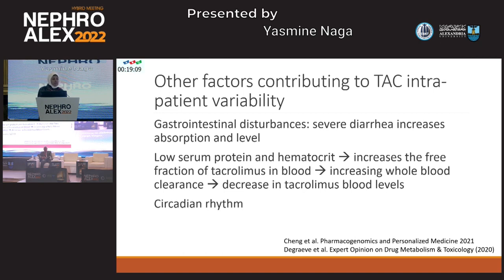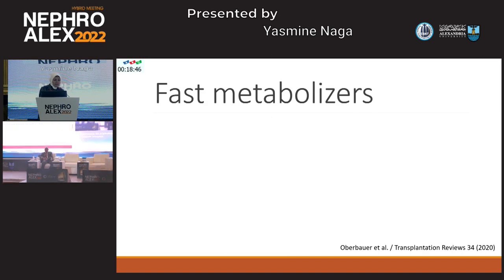There is circadian rhythm, so we should ask the patient to measure the blood level at the same time every time. And sometimes also there is intrapatient variability because of use of different labs and assays. So when we adjust the dose of drugs, it's important for us to make sure that the patient is measuring the tacrolimus level in the same lab using the same assay.